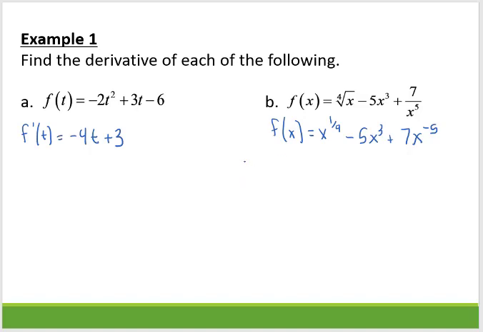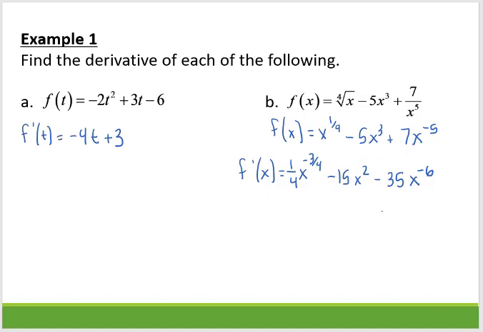Because now when I want to find my derivative, bring down your exponent, reduce your exponent by 1, I get negative 3/4. Bring down your exponent, reduce your exponent by 1. Bring down your exponent, reduce your exponent by 1, so it becomes a negative 6. Okay? So I recommend any fractional or any negative exponents, you write those as fractions and negatives.